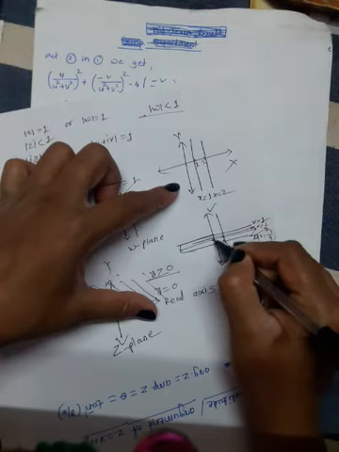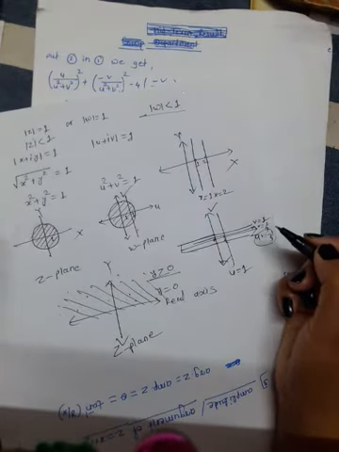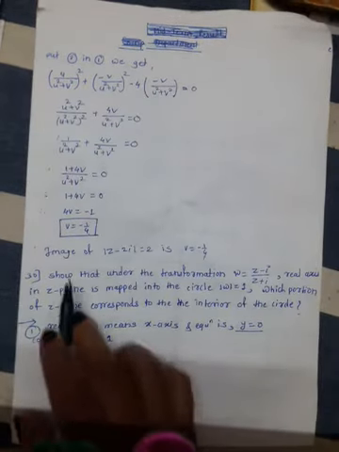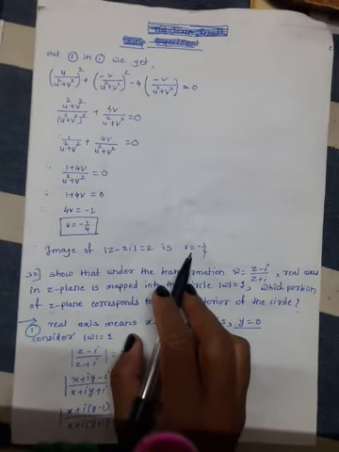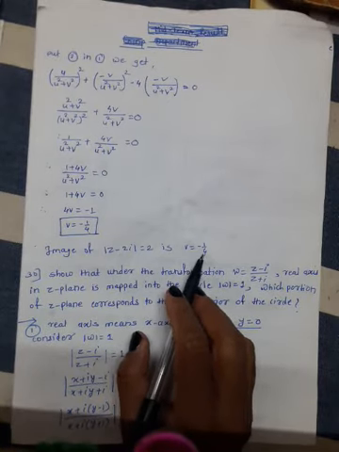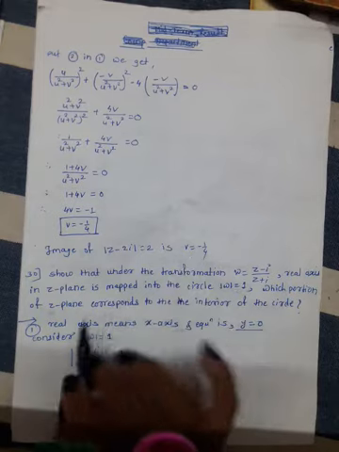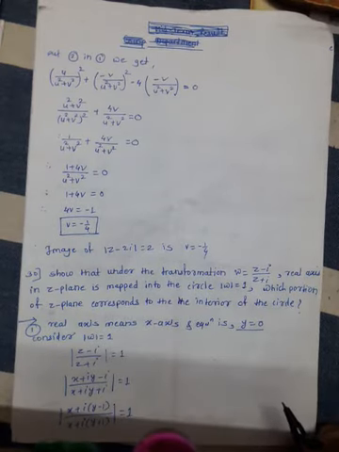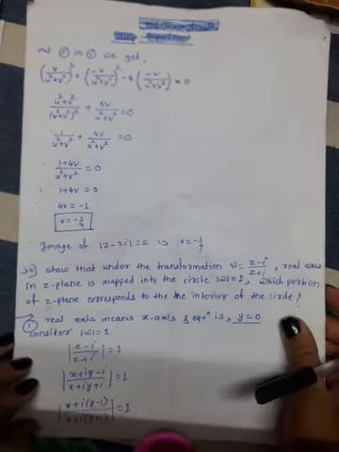Understand? This is the origin. That's why our answer, the image of the circle, is a straight line, v is equal to minus 1 by 4. You can directly write down this answer as it is. Consider the next example.